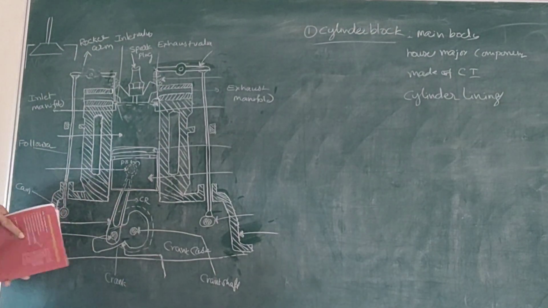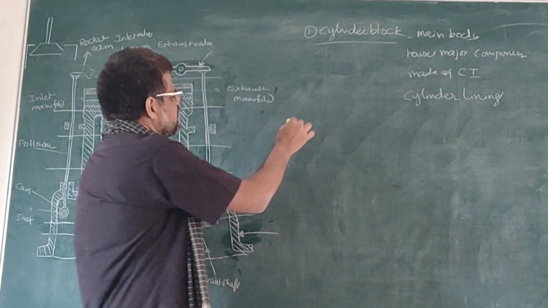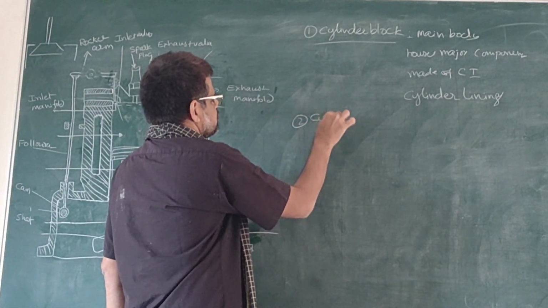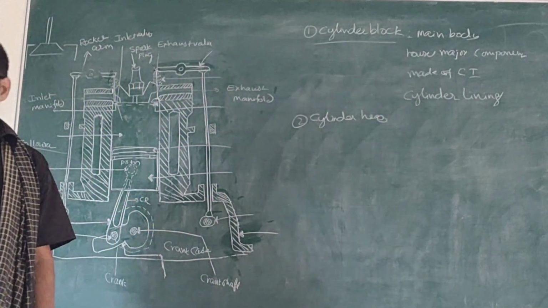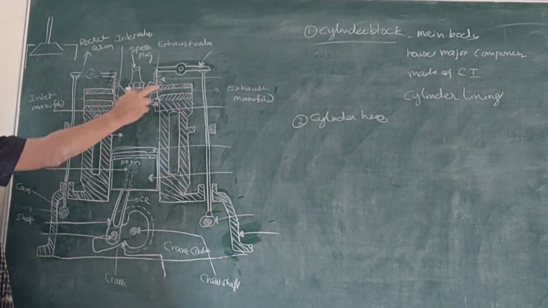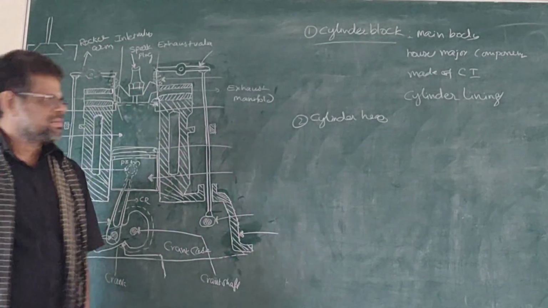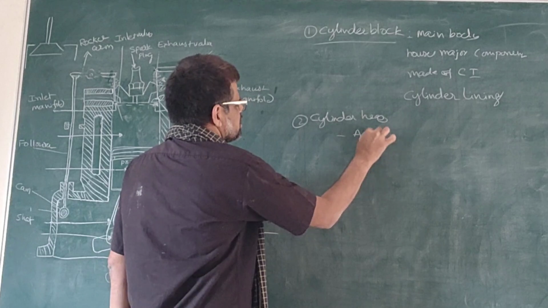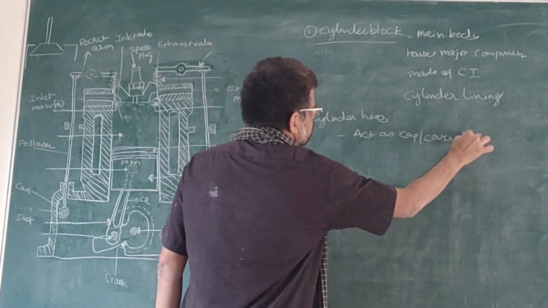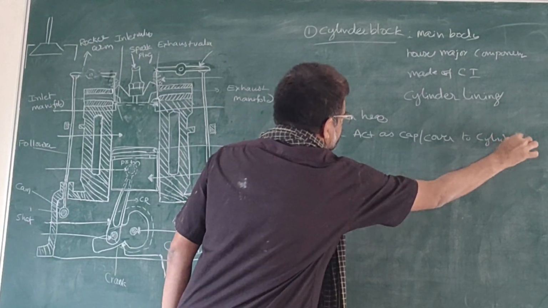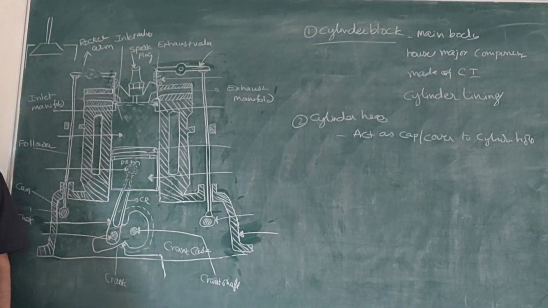Right. Now the next one is the cylinder head. So where is the cylinder head? Here is the cylinder head, which acts as a cap or cover to the cylinder hole so that the gases will not go out.